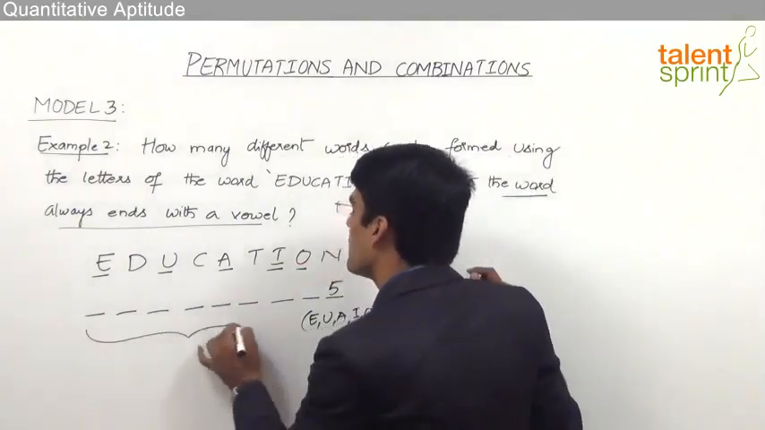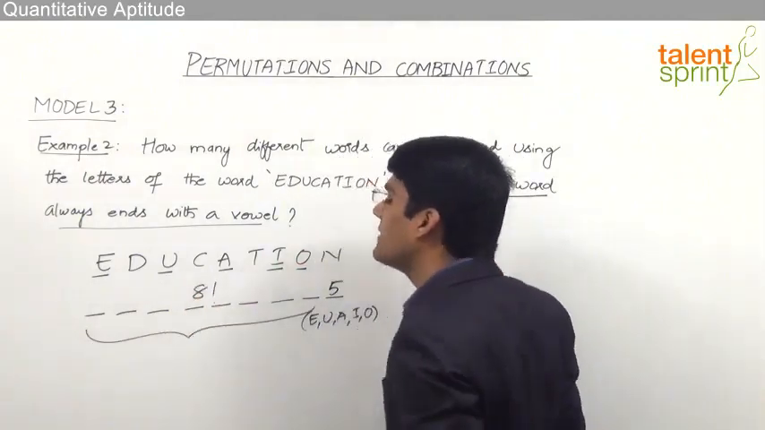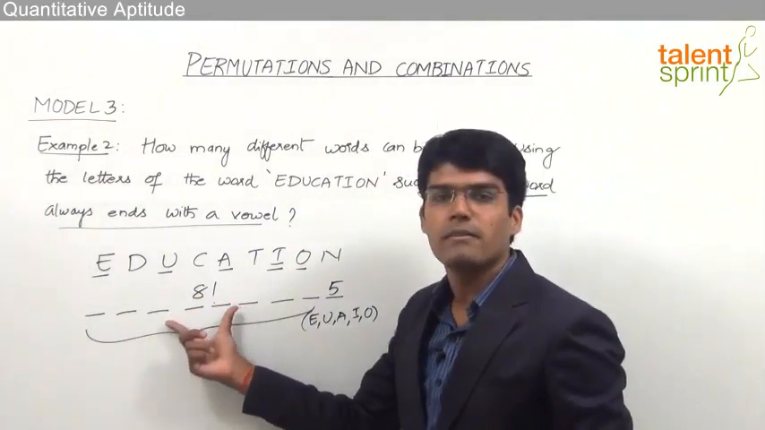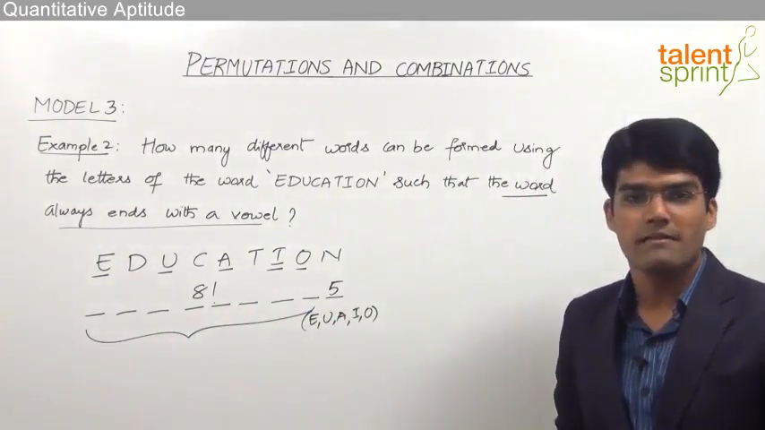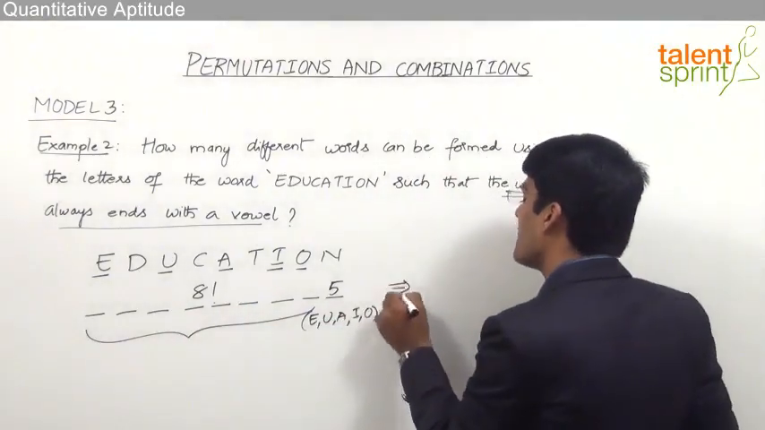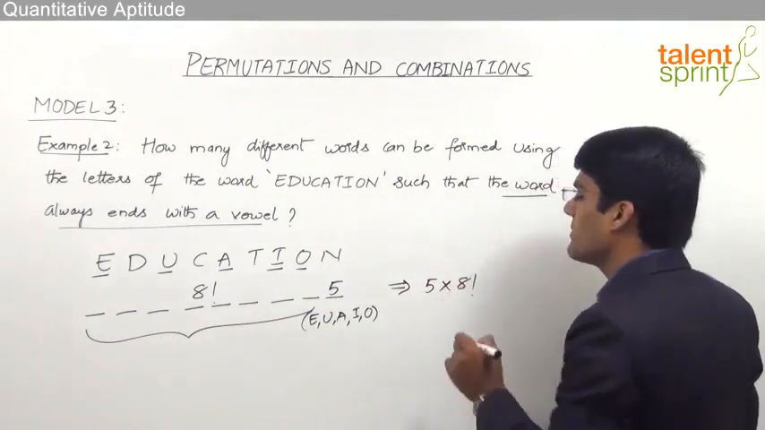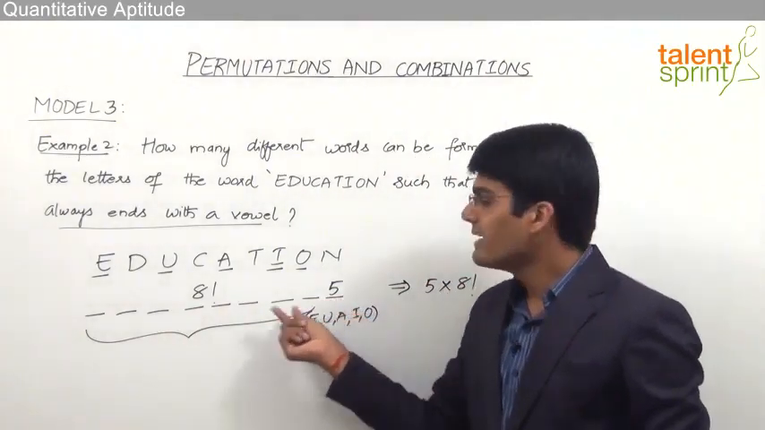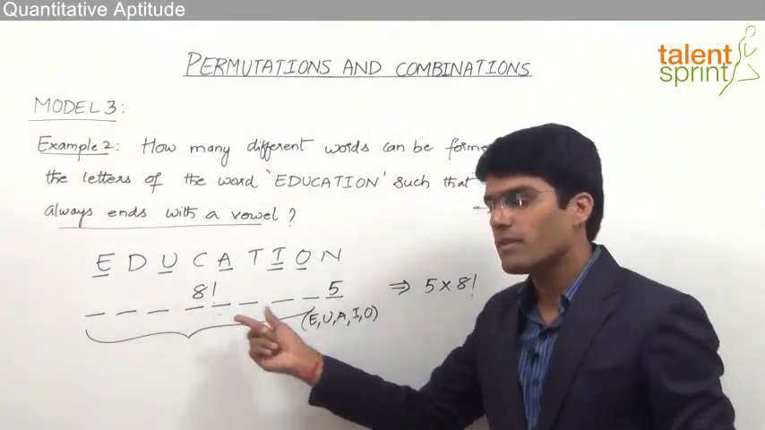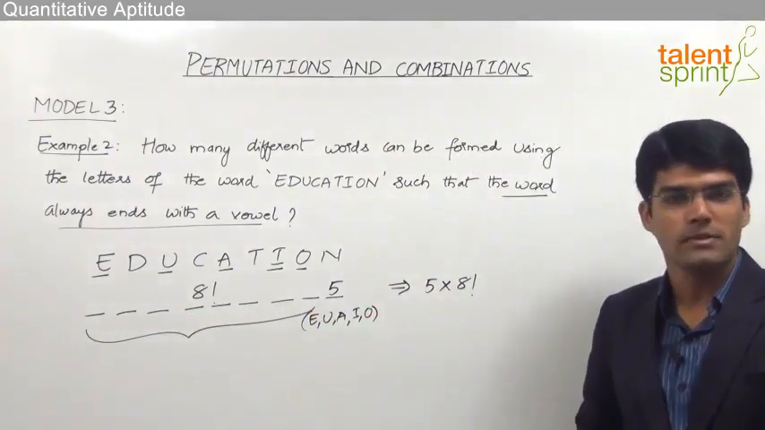That is a general permutation again. So very clearly the first 8 positions can be filled in 8 factorial ways, and the last position can be filled in 5 ways. And both together can be done in 5 into 8 factorial ways. Why? Because this action we are able to do in 5 ways, and this action in 8 factorial ways. So we can say that the answer is 5 into 8 factorial.